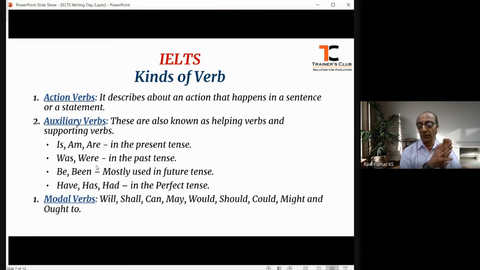Then be and been. These are also known as be verbs. In some places, they call it be verbs. So, be and been, these are mostly used in framing sentences in the future tense, though at certain times or in certain circumstances, these two verbs can be used as action verbs also.